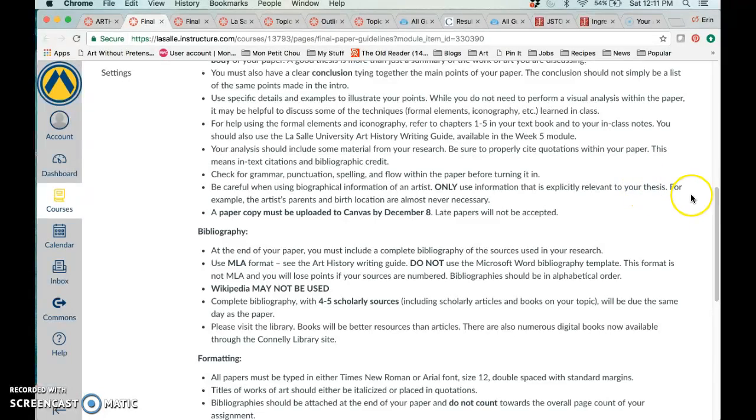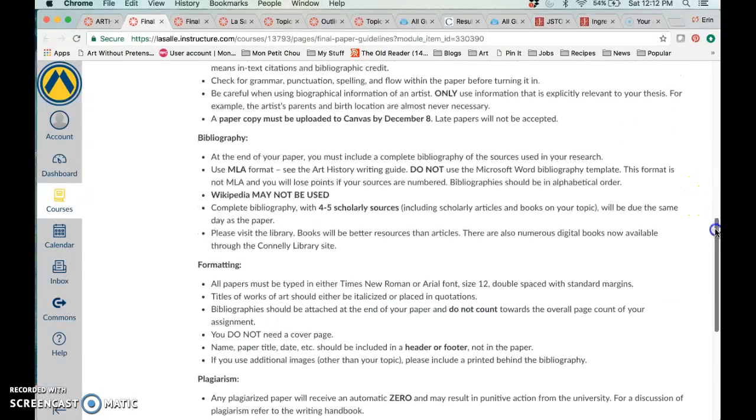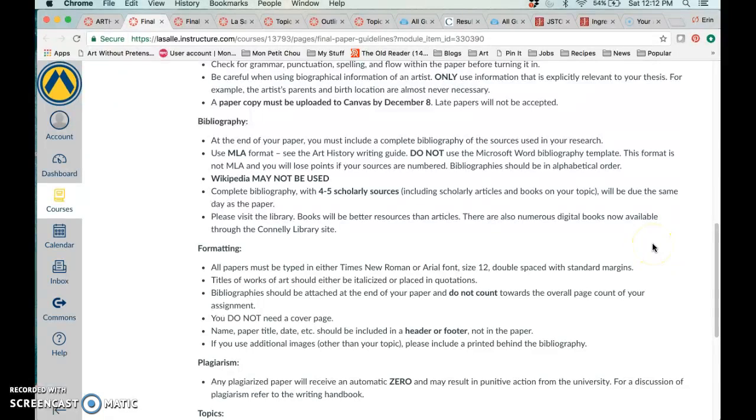The bibliographic format that I want you to use for the paper is MLA. So definitely make sure that you brush up on what MLA is. That Art Historical Writing Guide has examples for it, as well as a link to an online resource that helps you format how to do MLA if you're not familiar with it.